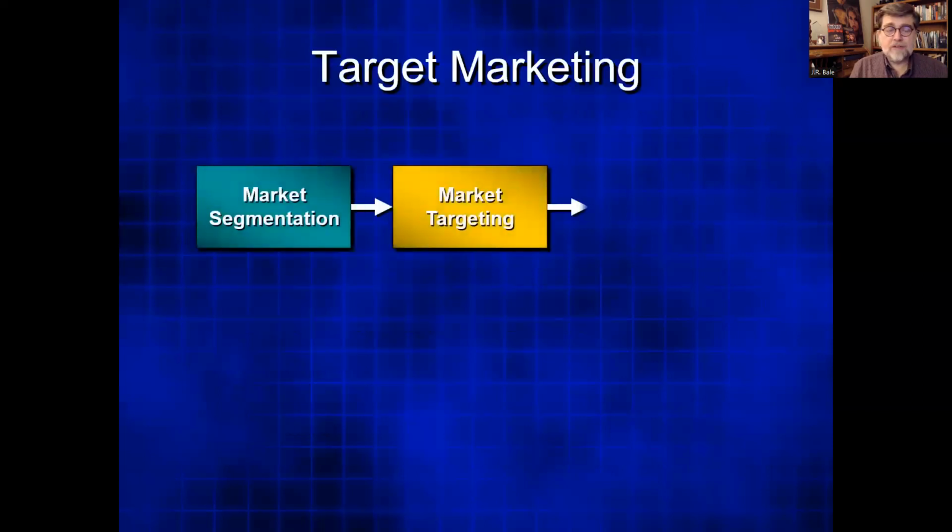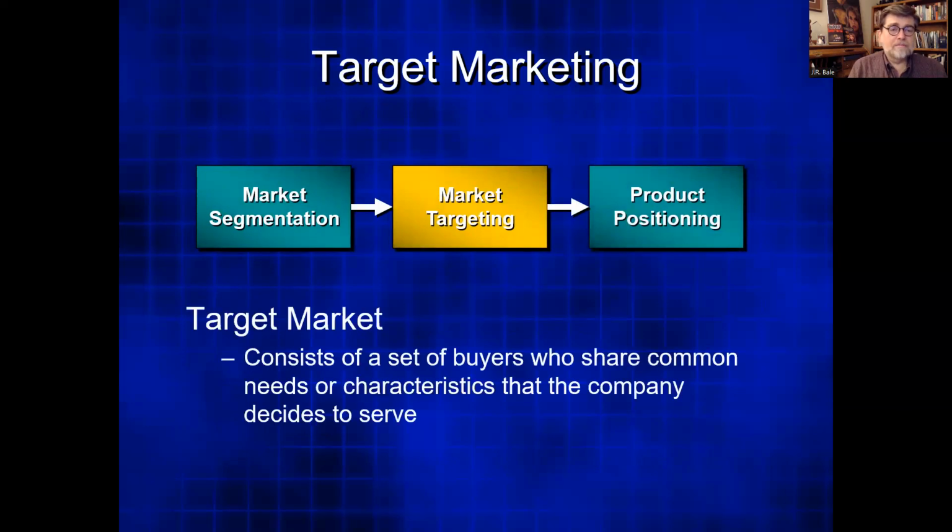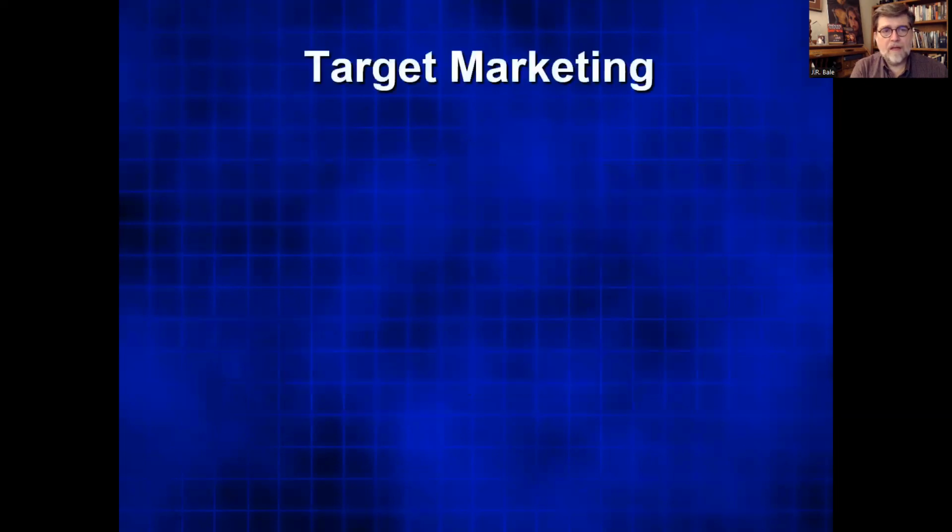Which brings us into our next segment. The target market consists of buyers who share a common need and characteristics that the company decides to serve. So you've looked at all the market segments, all these different groups, and you've decided there's one group or two groups that you want to go after. So you've decided to select them and go after them.